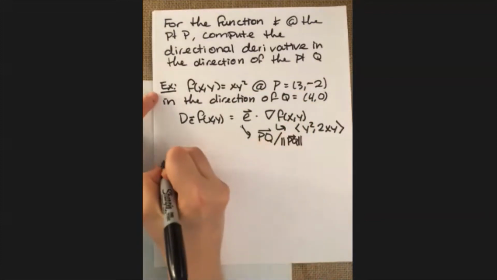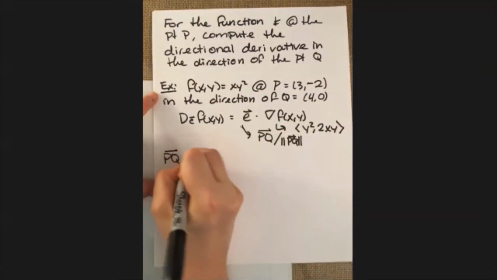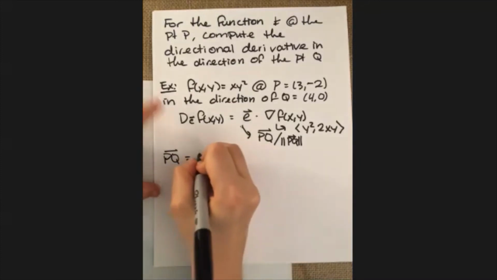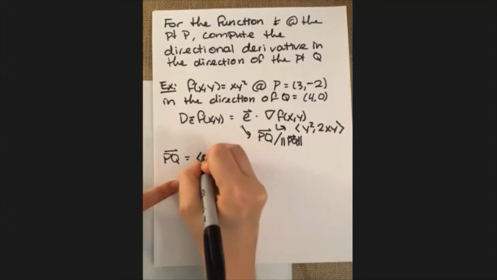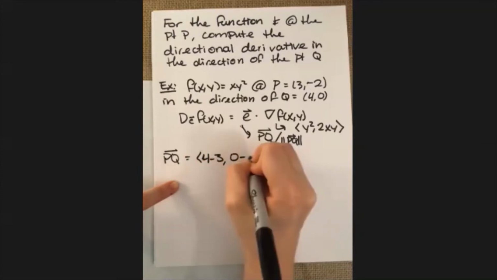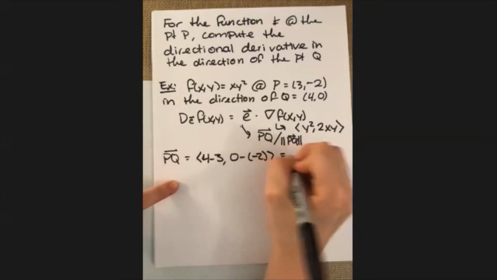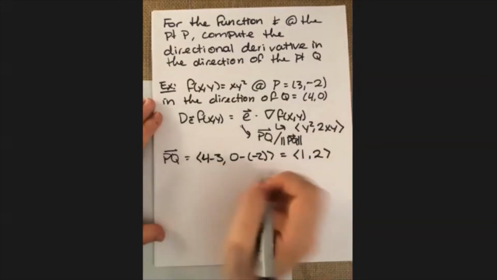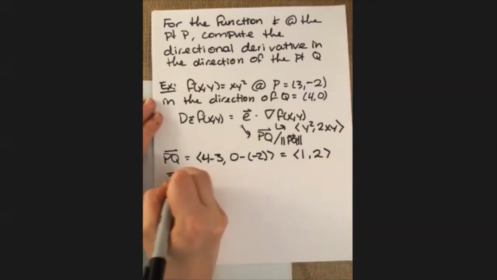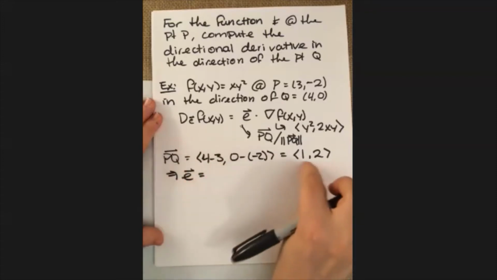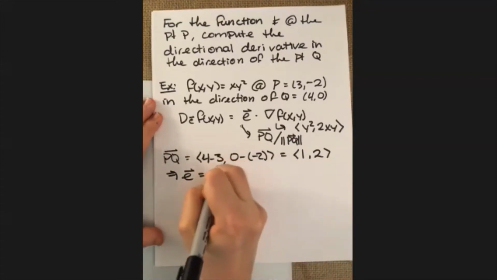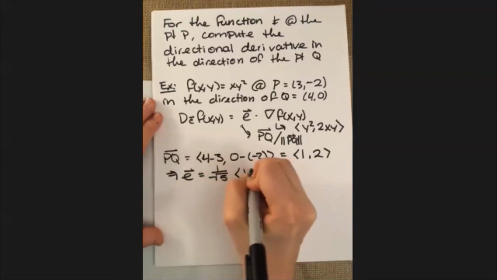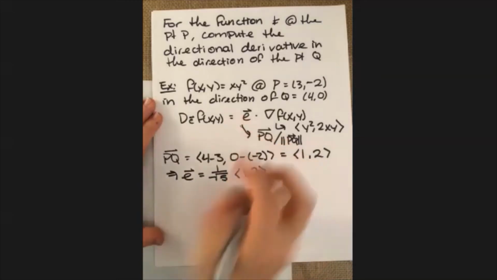So first we have to find PQ. PQ is equal to the vector (4 minus 3, 0 minus -2). So this will be the vector (1, 2). And then we just have to normalize that. The length of this vector is √5, so it'll be 1 over √5 times (1, 2) that is the direction that we're going in.